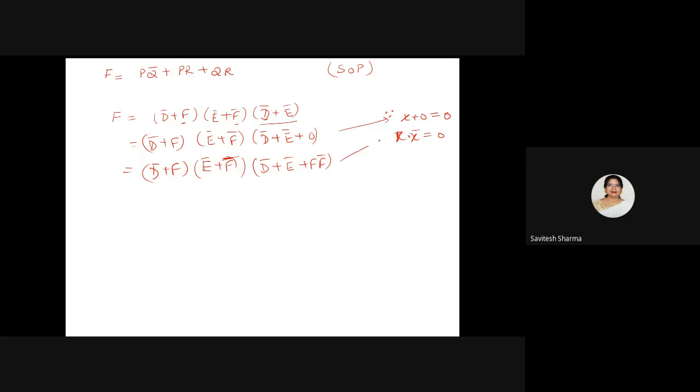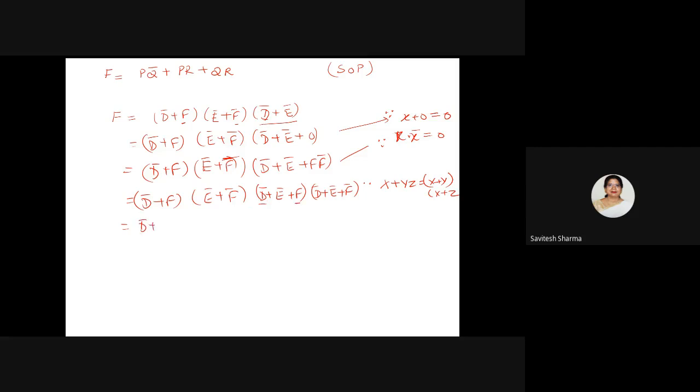Now I am applying this theorem. Which theorem did I use here? Please help me. X plus yz. This is the distributive law I used here. So this distributive law I will use here to expand. So D bar plus E bar plus F, D bar plus E bar plus F bar. So this is the distributive law I applied here.